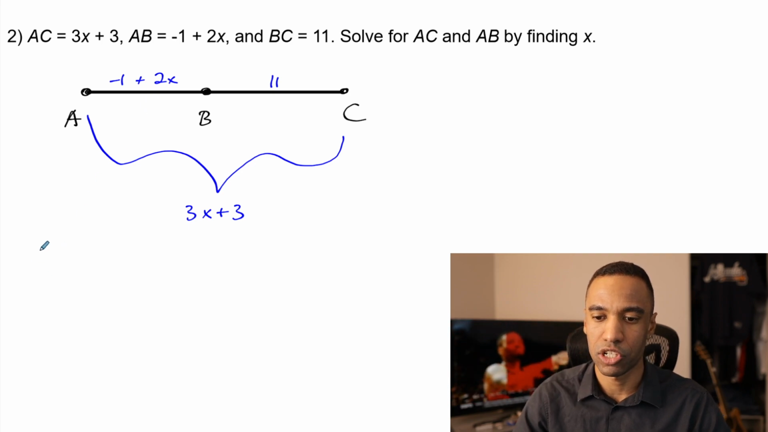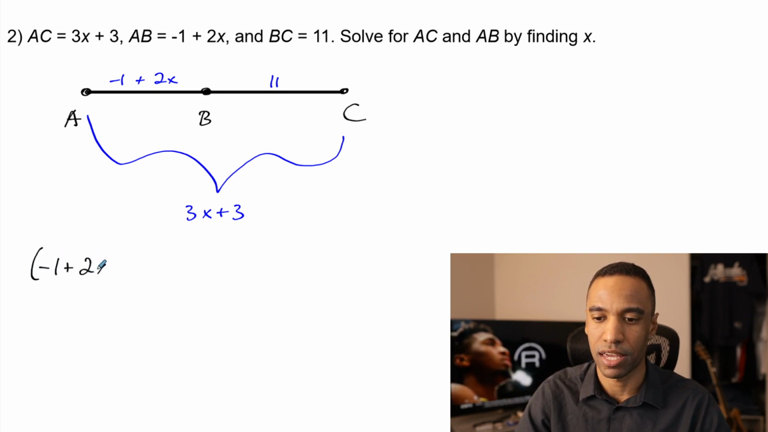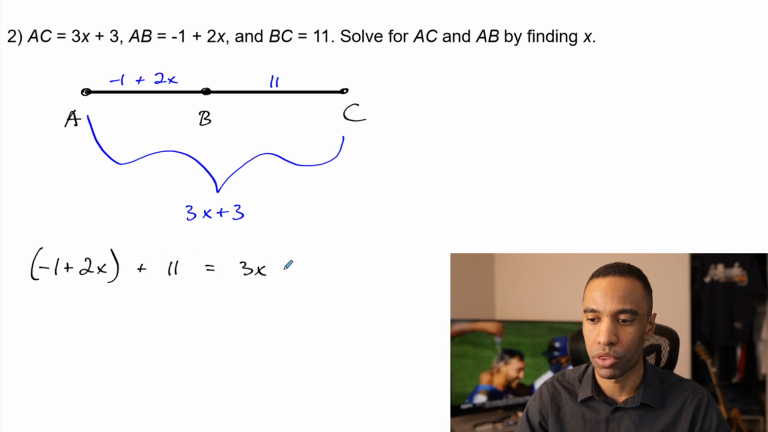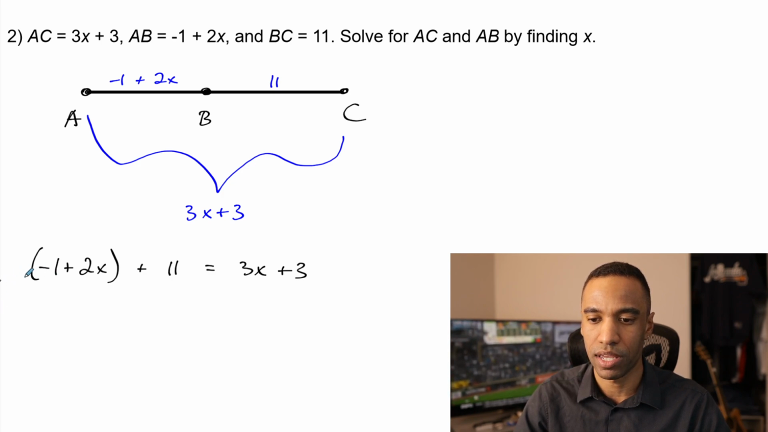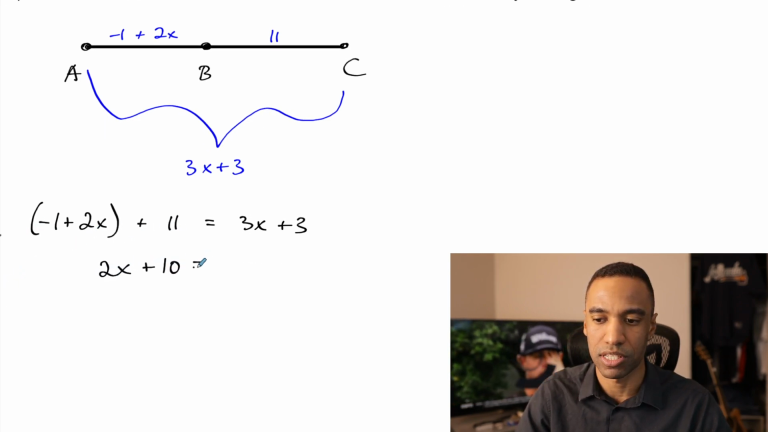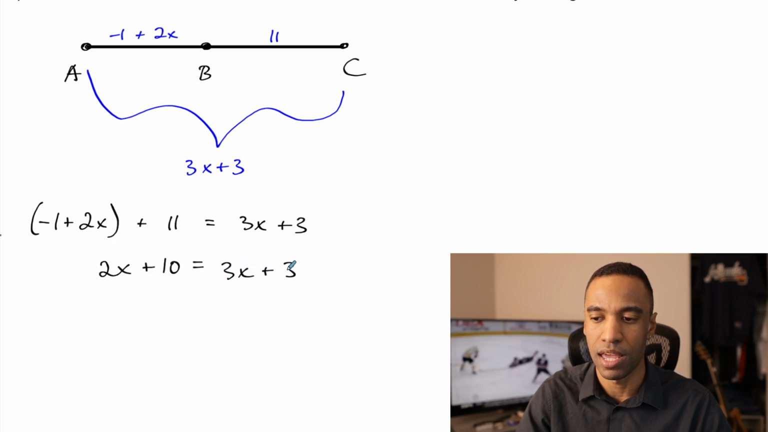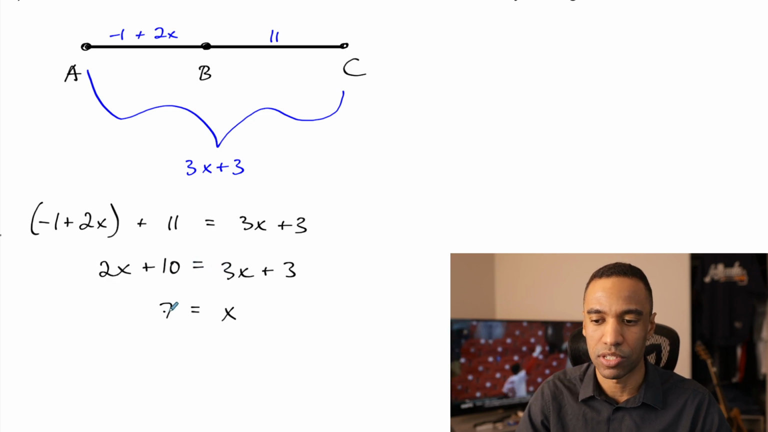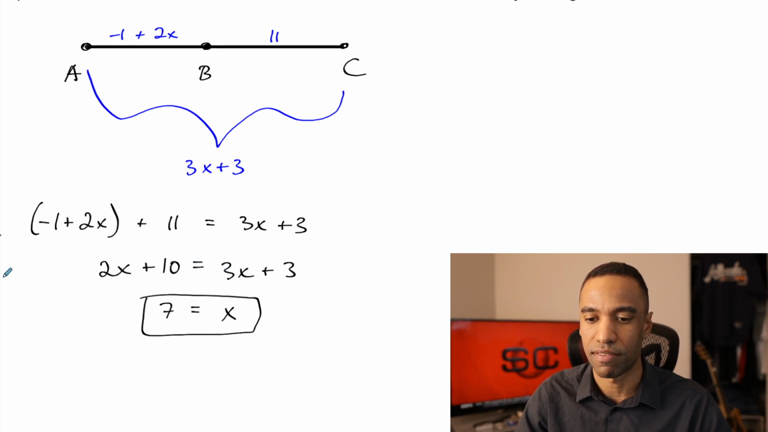Once again, the segment addition postulate states that if I add the length of one portion with the other of collinear segments, they will add up to equal the whole thing. In this case, that's 3x plus 3. Combine like terms, negative 1 plus 11 is 10, so 2x plus 10 equals 3x plus 3. If I subtract 2x from both sides, I get x. Subtract 3 from both sides, I get 7. x equals 7 is a good start.